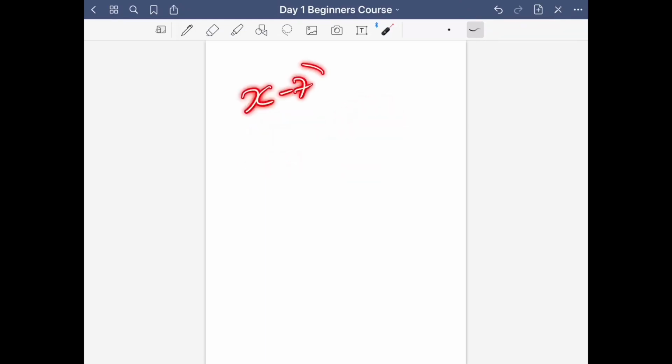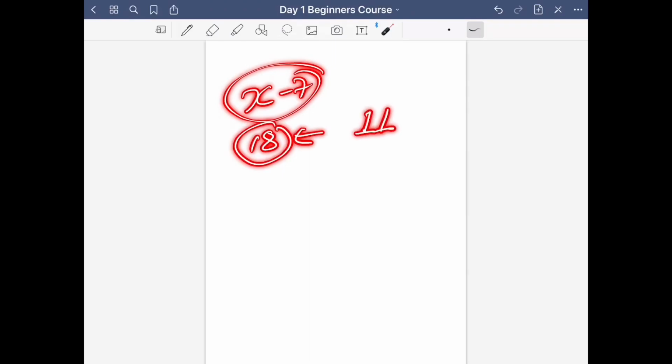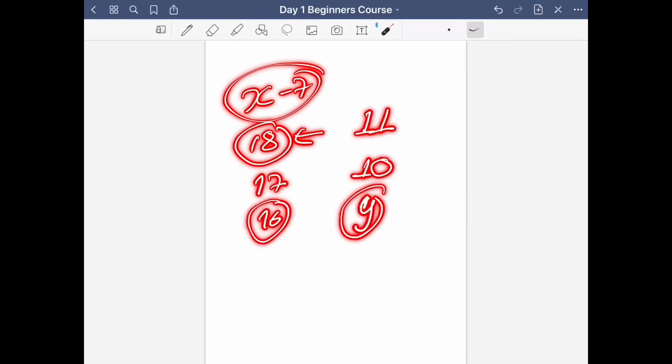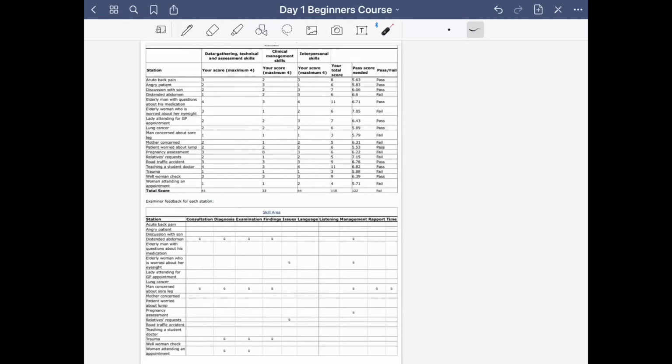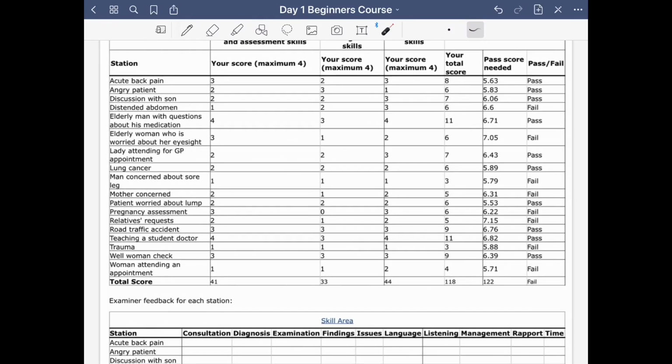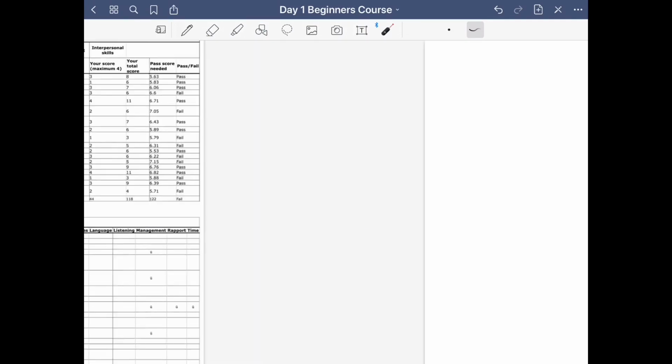Okay, so it's like x minus 7. So if there are 18 stations on a given day, you have to pass 11 stations. If there are 17 stations on the given day, you have to pass 10 stations. If there are 16 stations on the given day, you have to pass 9 stations. And you also have to pass the given pass mark of the day. Now, what is the given pass mark? The given pass mark of the day is the addition of all these scores. So after adding this, you will get 122 here on this particular day.